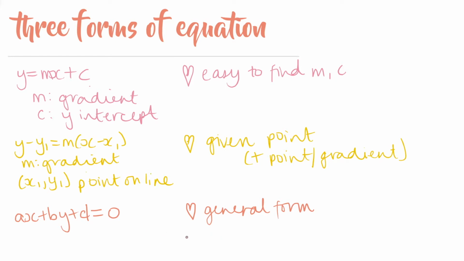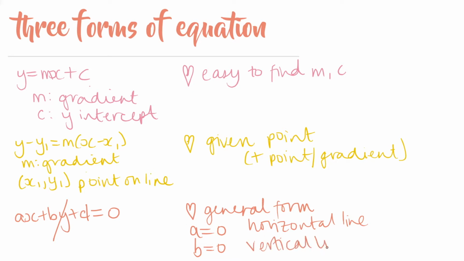And you can also, by looking at this, find horizontal or vertical lines, because if a equals 0, we lose that term completely and we just end up with a term in y, and that ends up with a horizontal line. And similarly, if b equals 0, we lose this term completely and we end up with an equation just in terms of x. That translates to a vertical line.